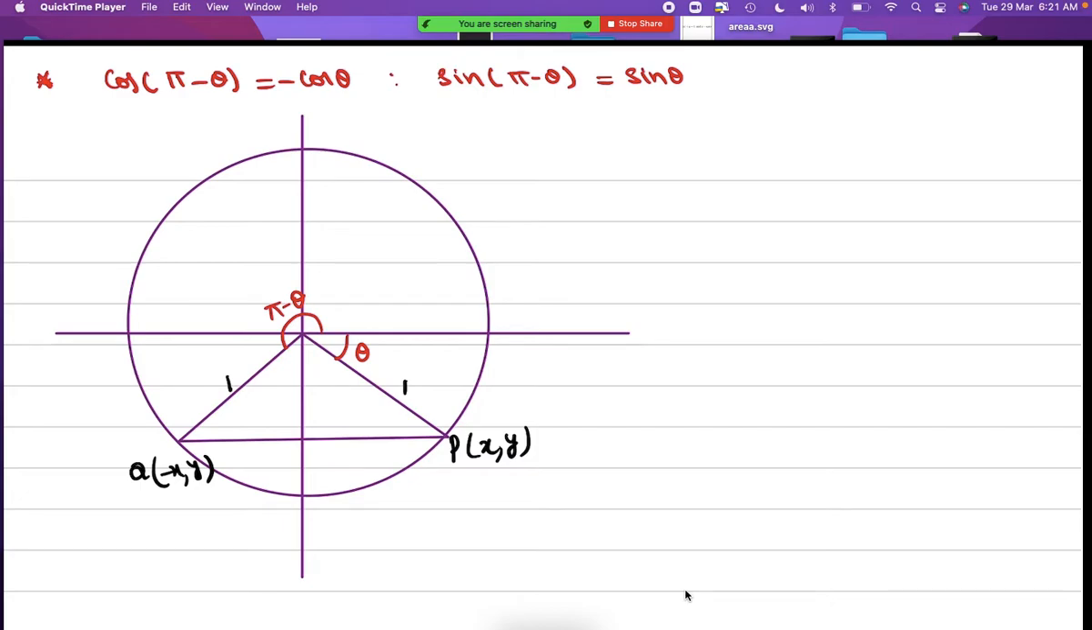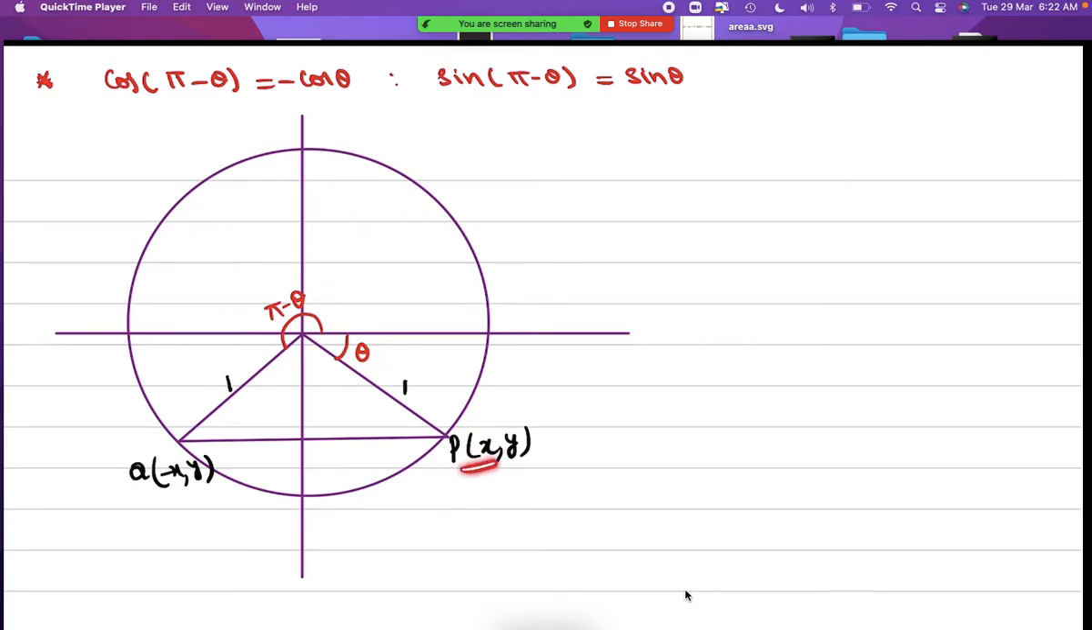Here we will prove another result with the help of symmetry. That is, cos of pi minus theta equals minus cos theta, and sin of pi minus theta equals sin theta. So for that, take the unit circle. On this unit circle, consider two angles: one is theta and another one is pi minus theta.